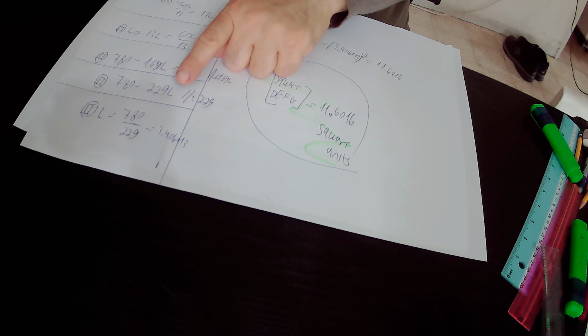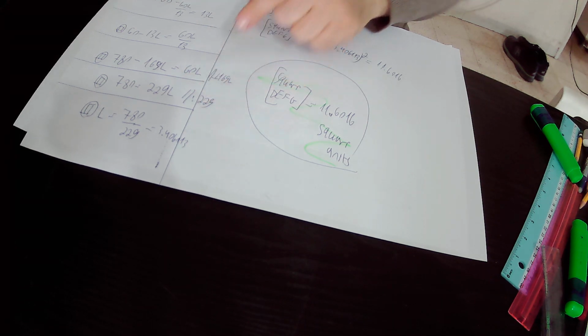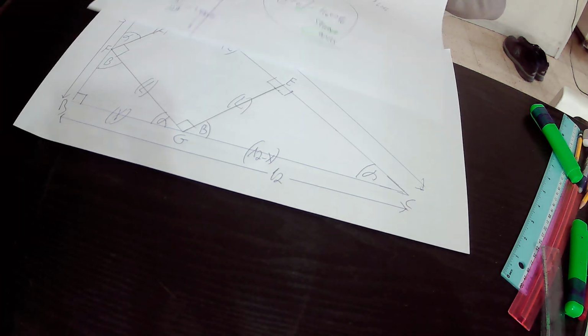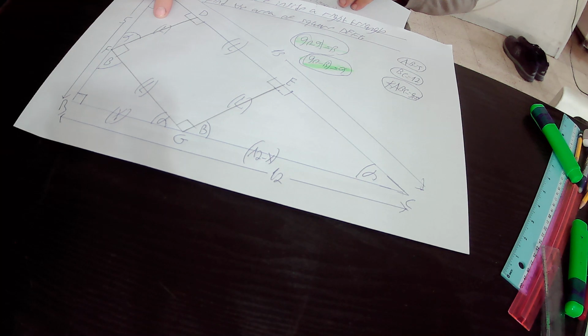780 over 229 is 3.40611. So in conclusion, found out that the length of one side of this square DEGF equals L, which equals 3.40611 units.